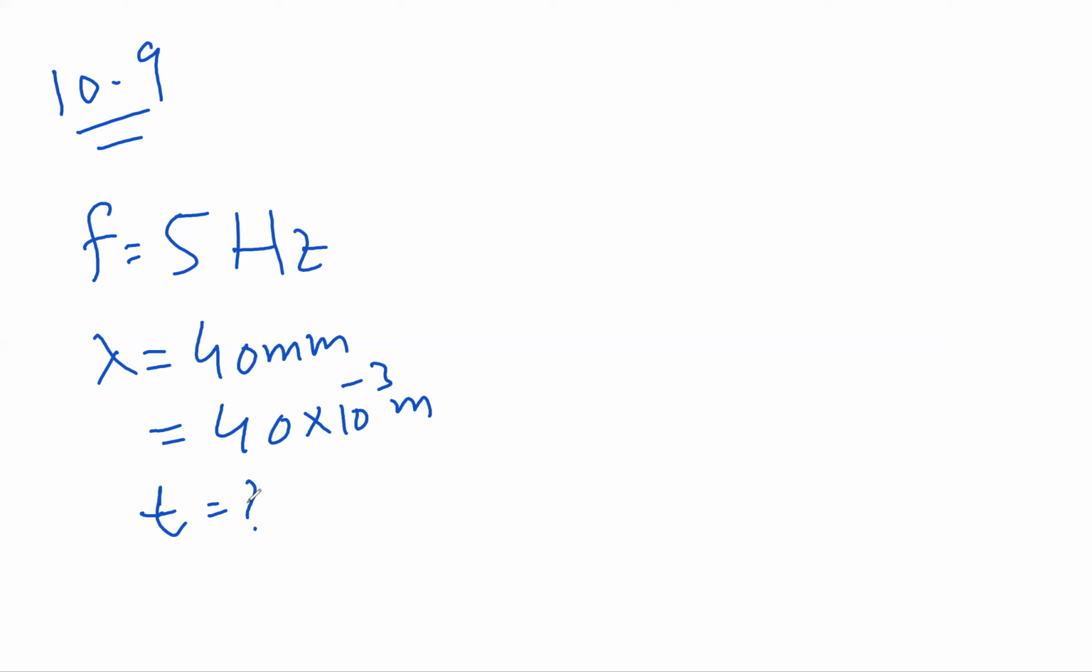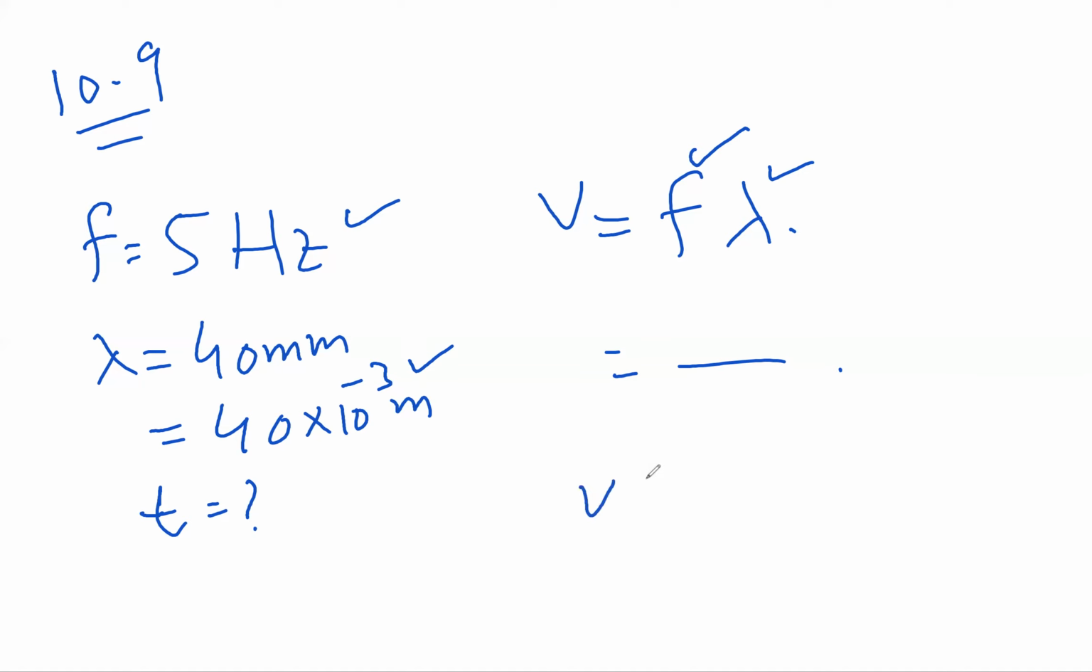So first we will write V is equal to F lambda. We will calculate velocity by putting the value of frequency and wavelength. Wavelength is this one, frequency is this one. So put the values and you will calculate velocity. And then S is equal to Vt, so t is equal to S divided by V.